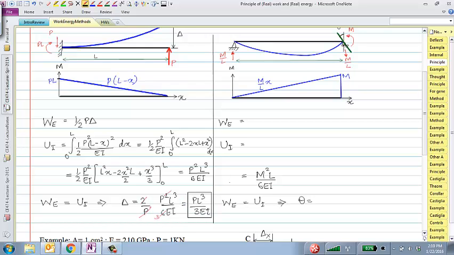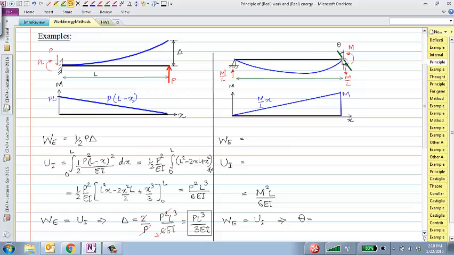Right? That's exactly what we had done with other different methods previously as well. Okay. How about a similar problem of a simply supported beam? Simply supported beam, I'm applying a moment m and theta here. I want to calculate what that theta is. Okay, so if we do that, what would be the external work done?